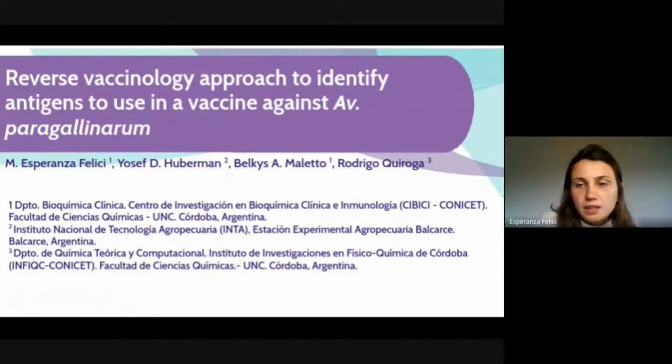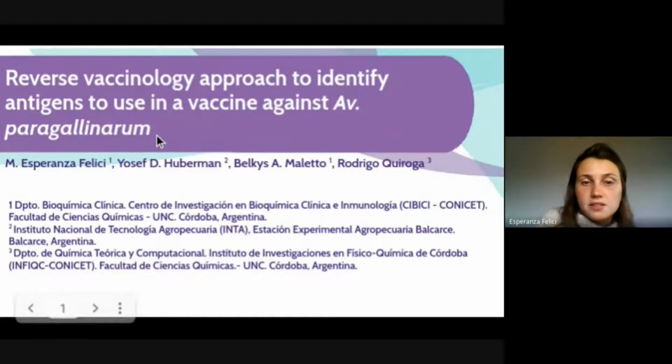Recently with Drs. Quiroga and Maletto in collaboration with Dr. Huberman. The goal of our work is to develop a vaccine against Avibacterium paragallinarum. To this end, we identified a set of candidate antigens through a reverse vaccinology approach.